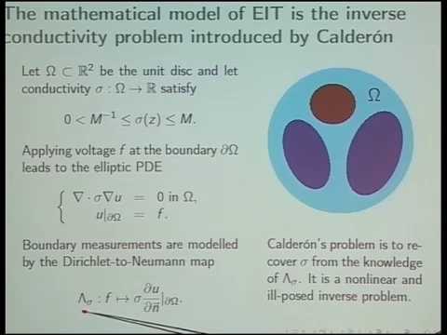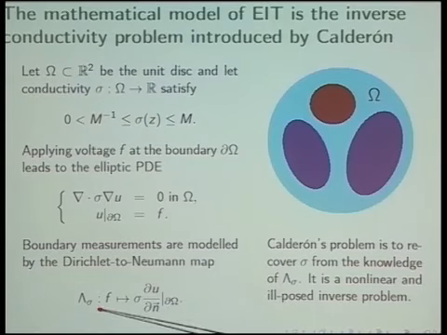And if it is, how to compute sigma from the knowledge of the Dirichlet-Neumann map? So here, this is like the voltage to current map, in the sense that here we apply a voltage F around the boundary. Then inside, according to Maxwell's equations, we have the current vector field, and the divergence of the current field vanishes, meaning that there are no sources or sinks of current inside the domain.